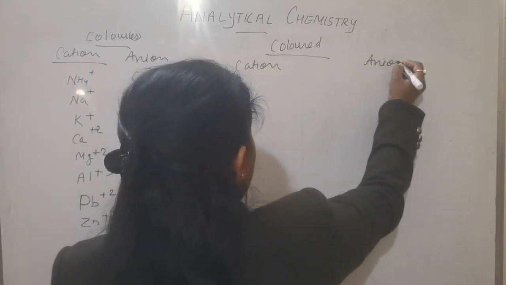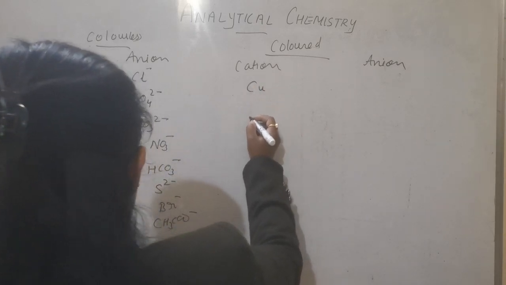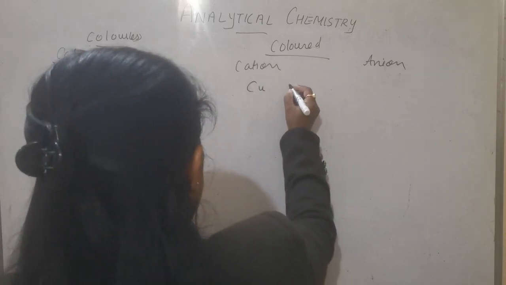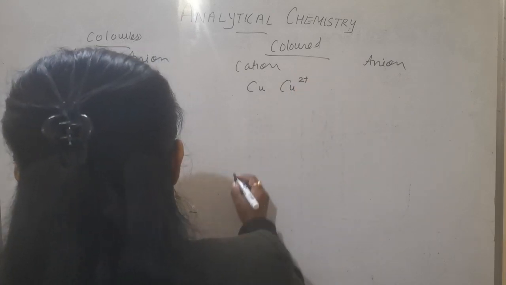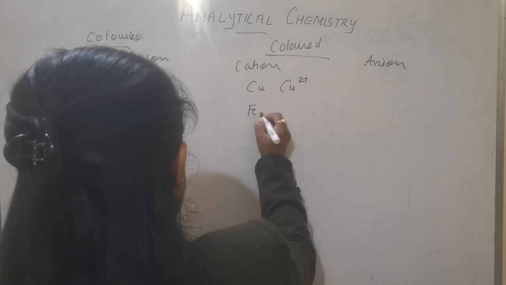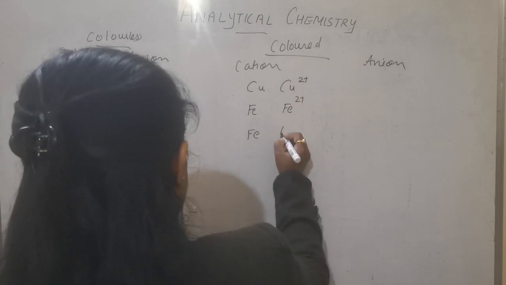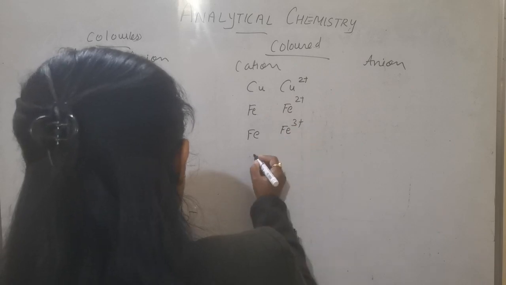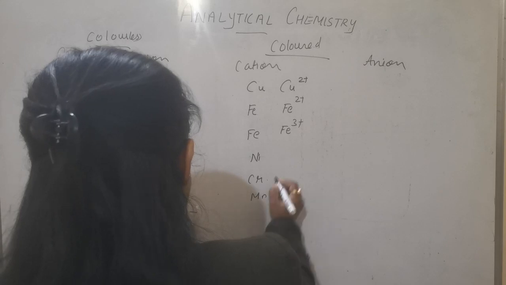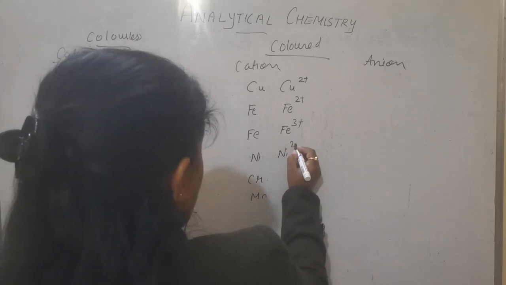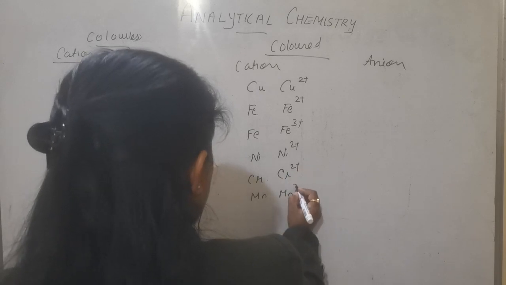Cation, anion. So in colored, the first is Cu. This is cupric ion, Cu2+. Cupric ion, ferrous ion Fe2+. Ferric ion Fe3+. Nickel, chromium, manganese. Nickel Ni2+, chromium 2+, and manganese also 2+.